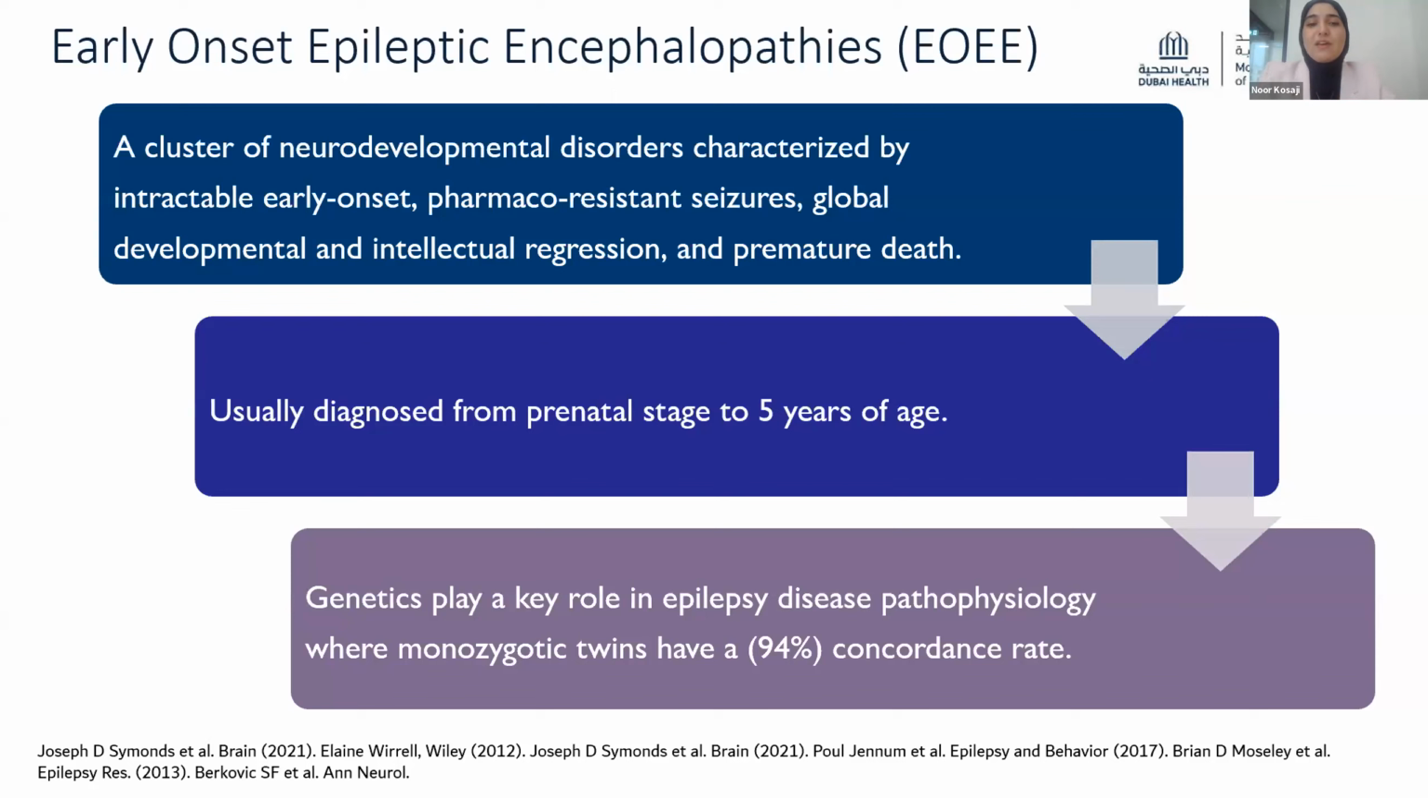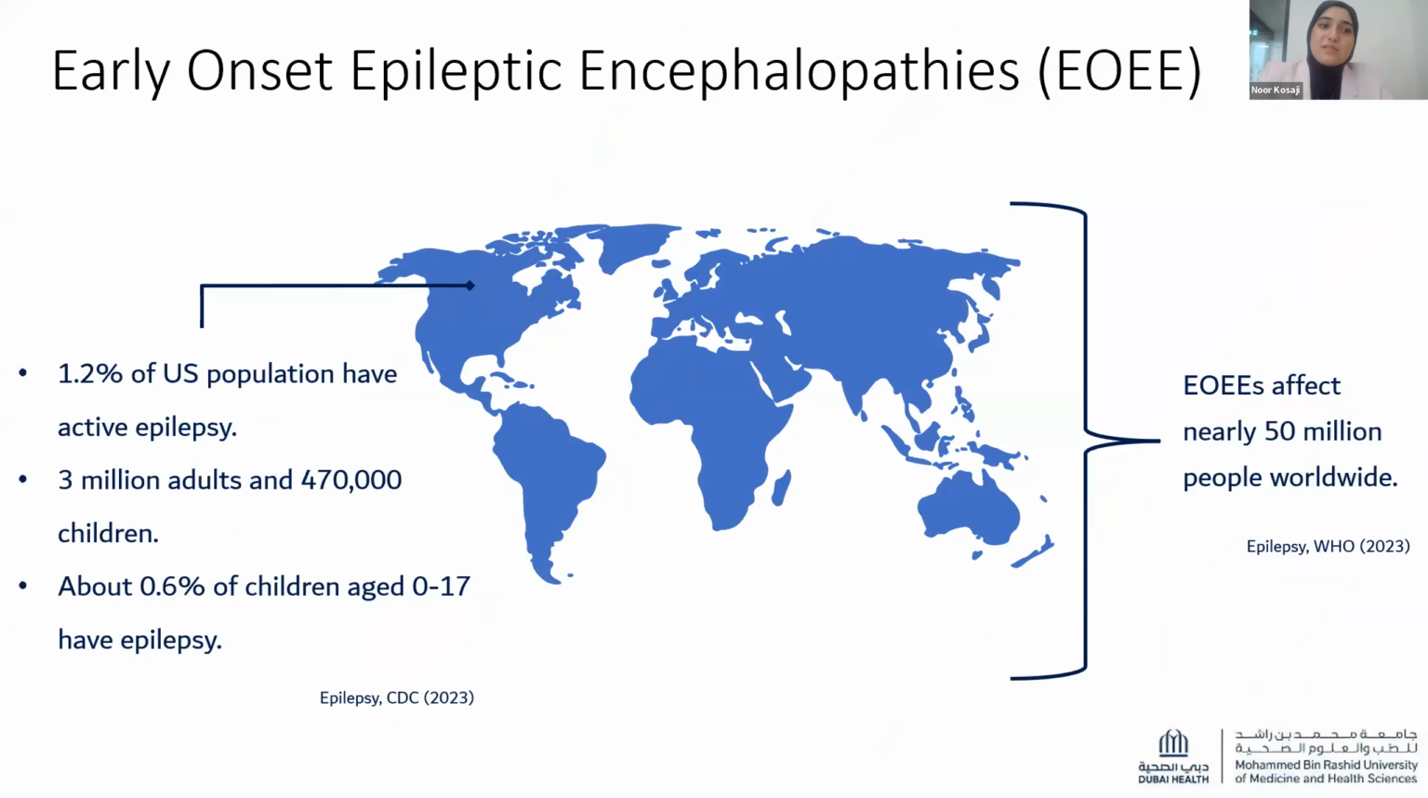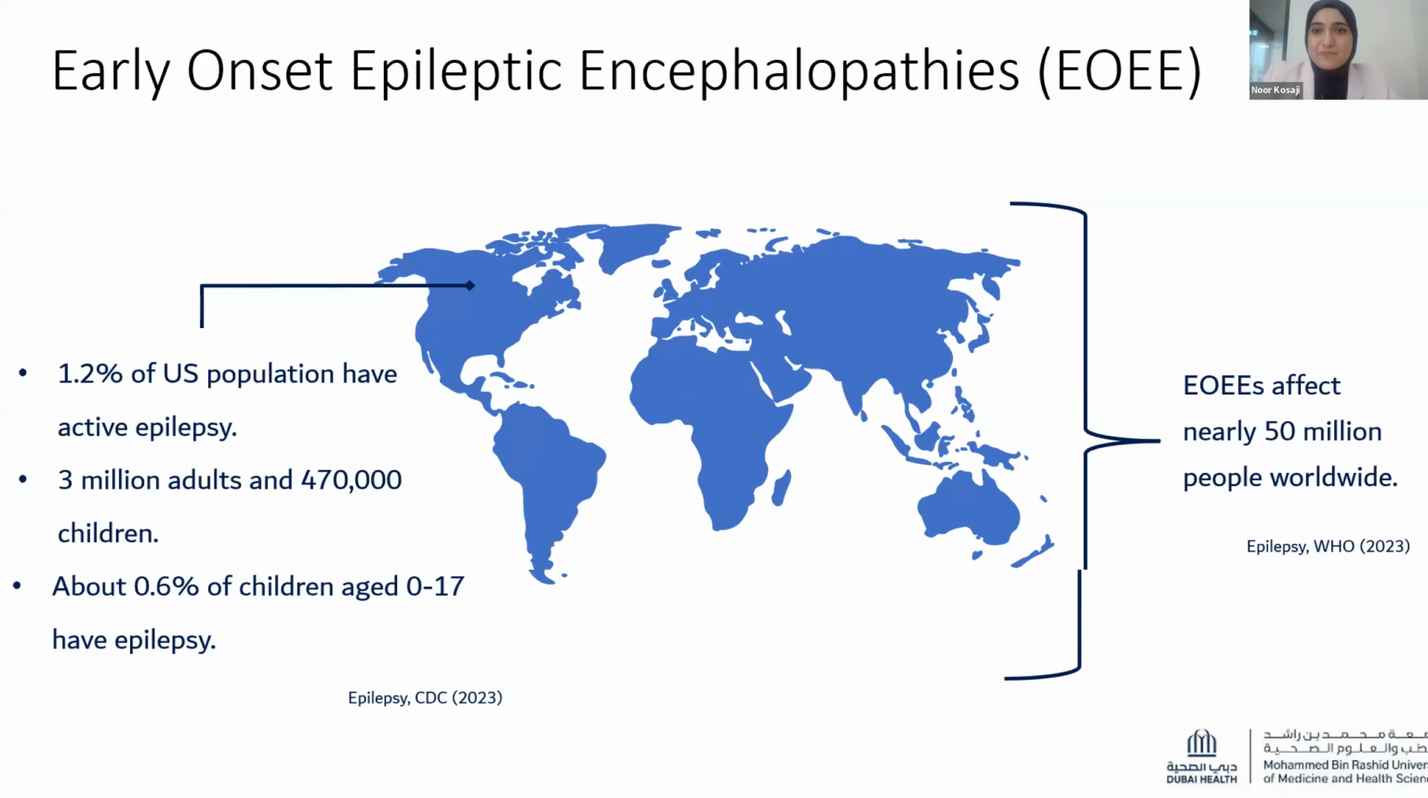concordance rate. If we look at the prevalence of EOAE within the United States, about 1.2% of the population suffer from active epilepsy. That means that almost 3 million adults and 470,000 children struggle with this disease. So about 0.6% of children aged 0 to 17 have epilepsy. And if we step back and look at the entire world, globally, EOAE affects nearly 50 million people, which means that this disease is very important for us to address and discuss.